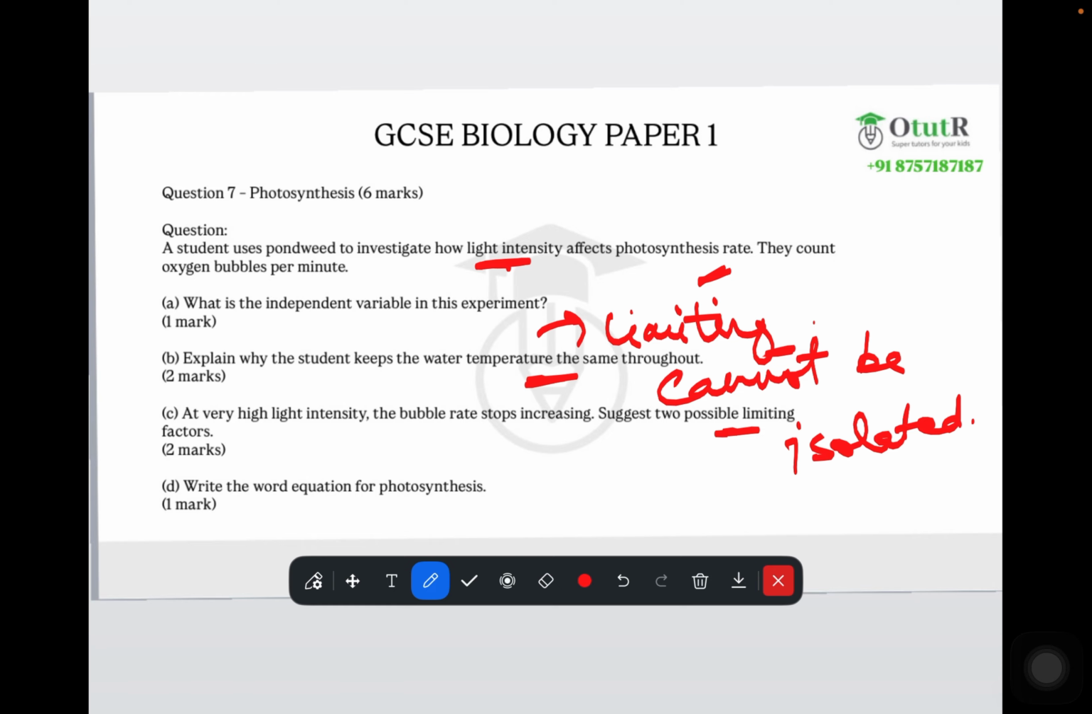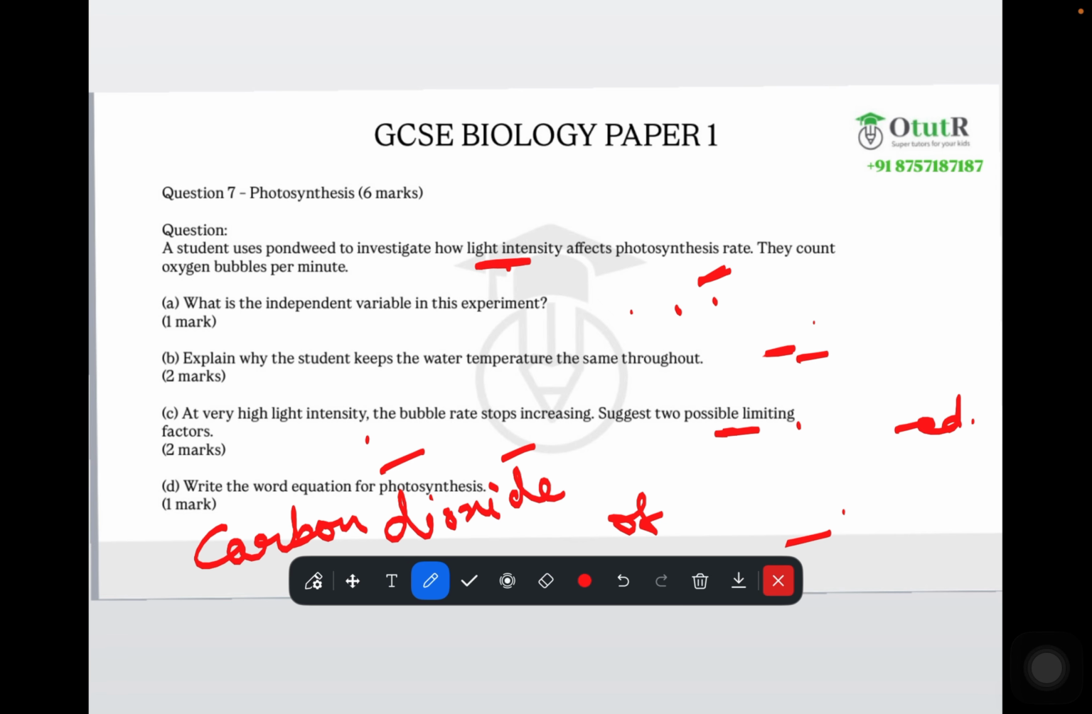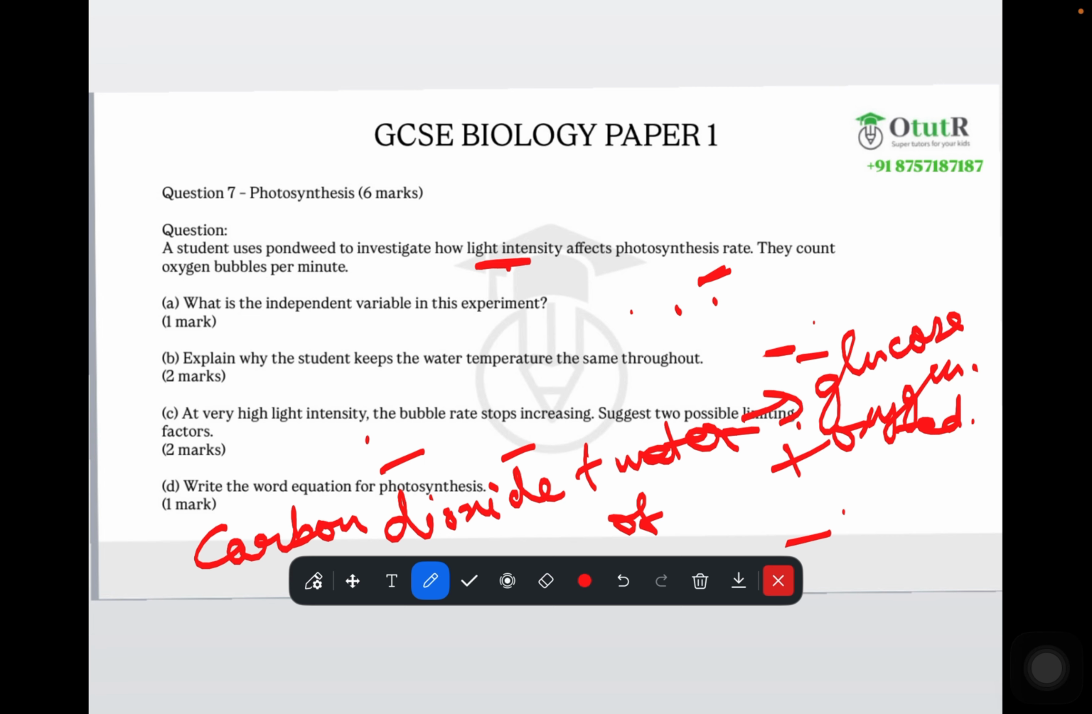Write a word equation for photosynthesis. That's a very easy part. You must know this and you should write this. We have carbon dioxide plus water, and it gives us glucose plus oxygen.